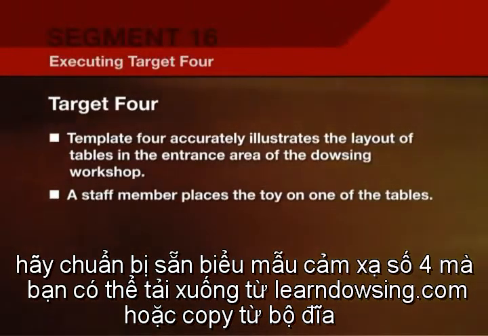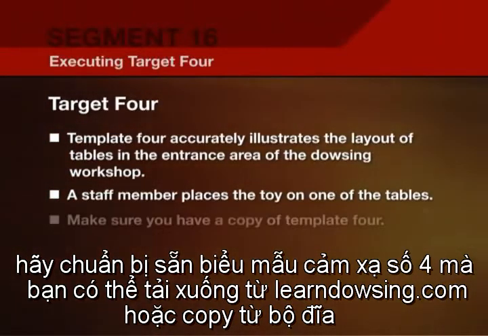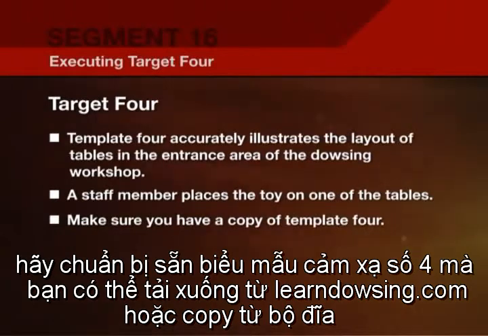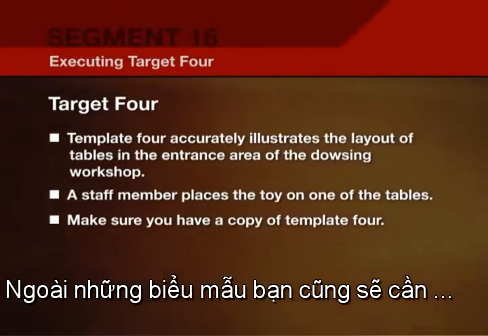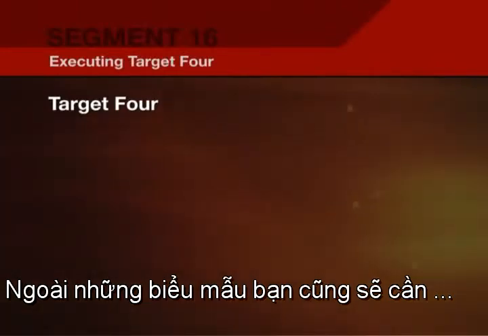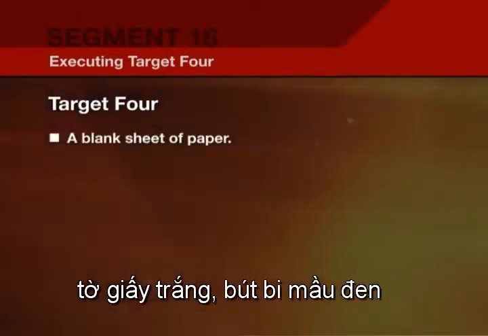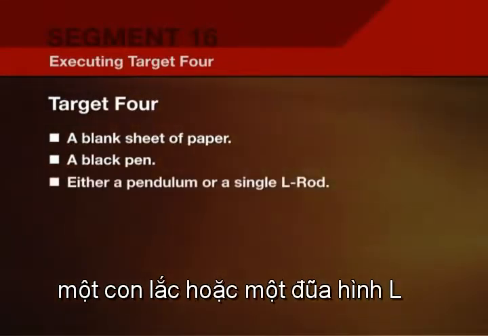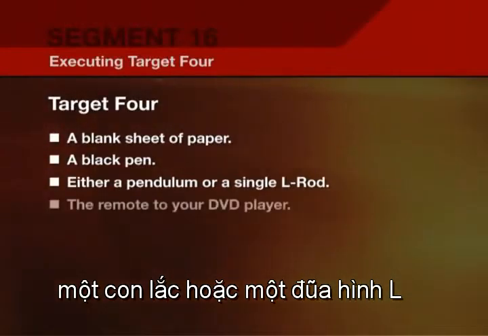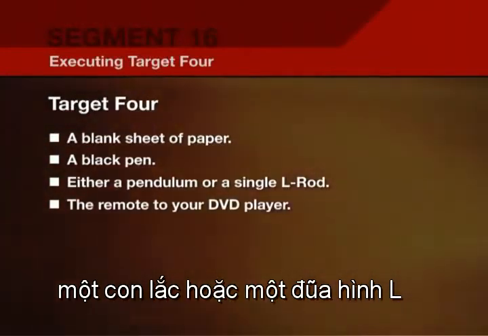Make sure you have a copy of Template 4 from either learndowsing.com or from manually copying the diagram from your dowsing training set manual. In addition to the template, you will also need the following materials before beginning your session: a blank sheet of paper, a black pen, either a pendulum or a single L rod based on which tool you have decided to use for this exercise, and finally, the remote to your DVD player.